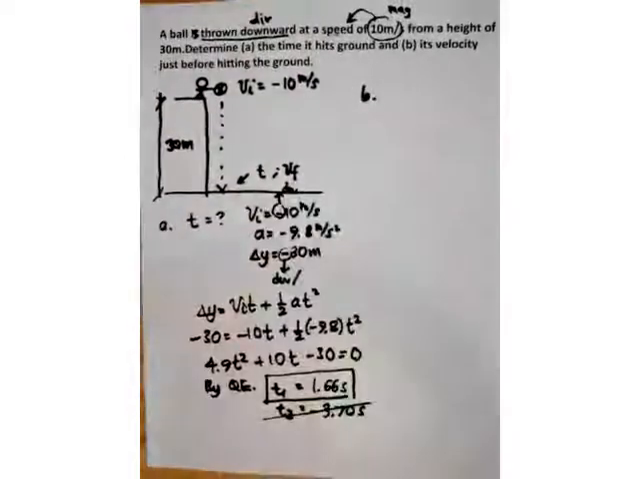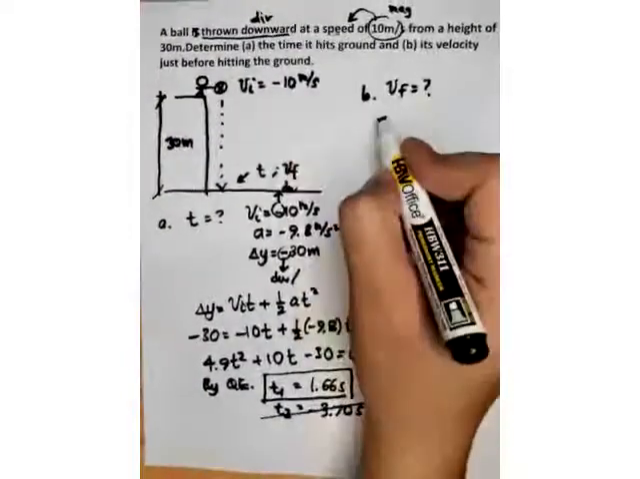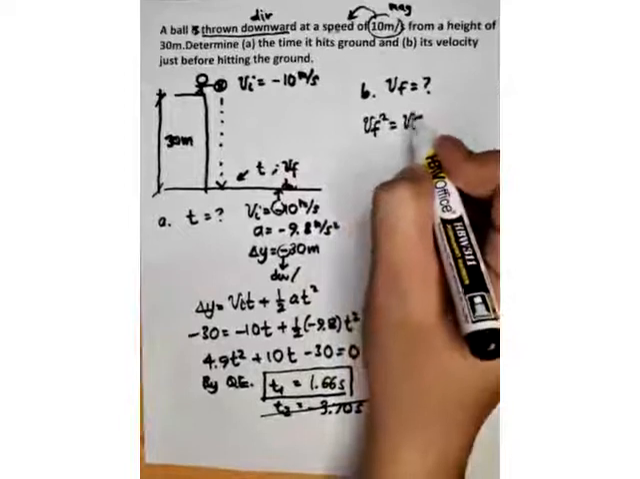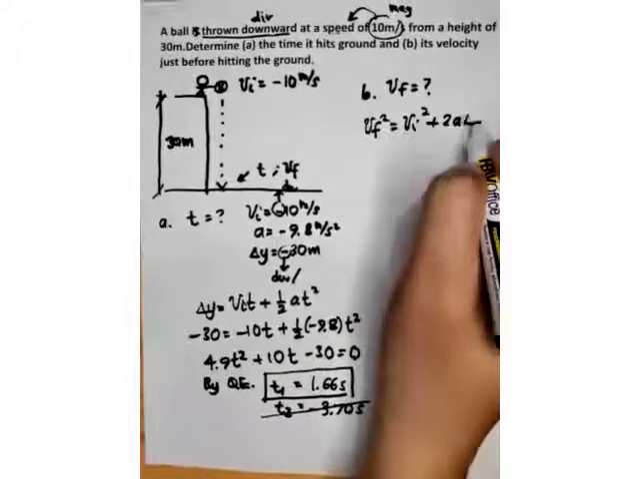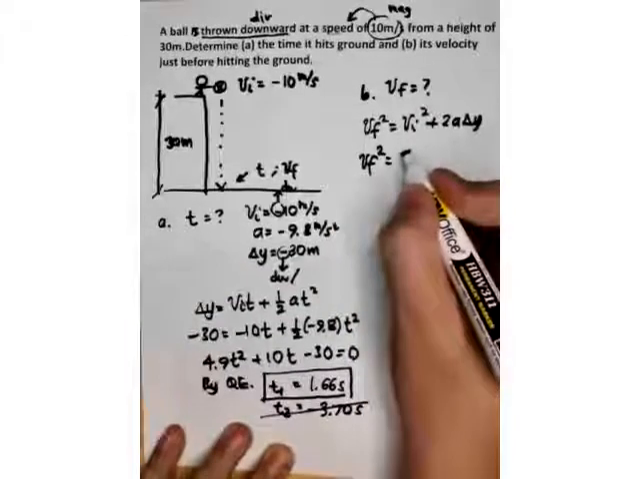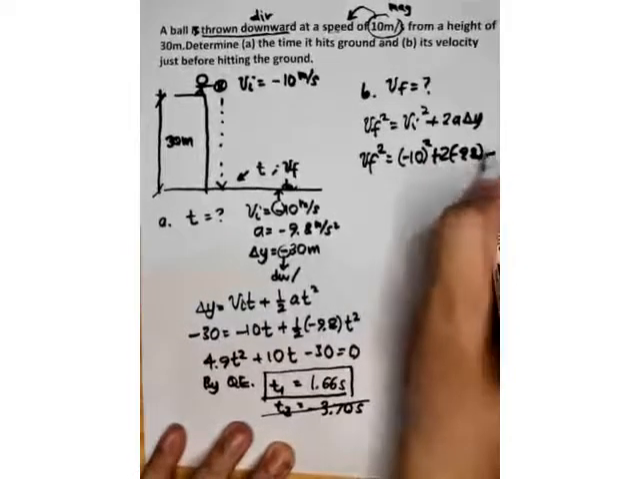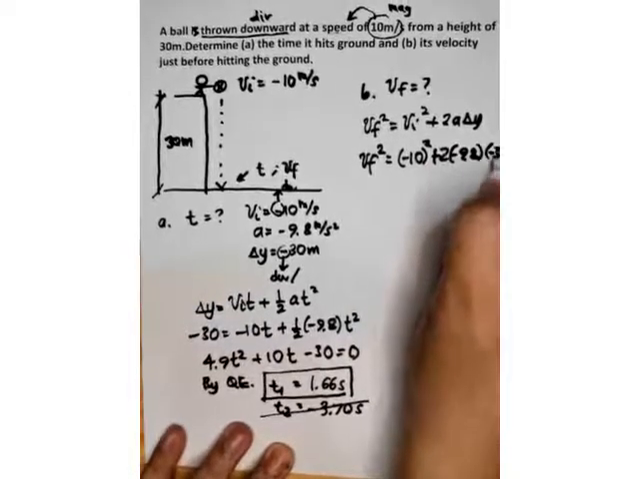What is its velocity just before hitting the ground? So let's say we are not gonna consider yung time. Huwag natin gagamitin yung time. Baka mamali tayo sa time. Hindi natin alam ang time. Para hindi natin siya gamitin. So, ang gagamitin natin ay V final squared is V initial squared plus 2A delta Y. So, V final squared is equal to negative 10 squared plus 2 times negative 9.8 times negative 30.